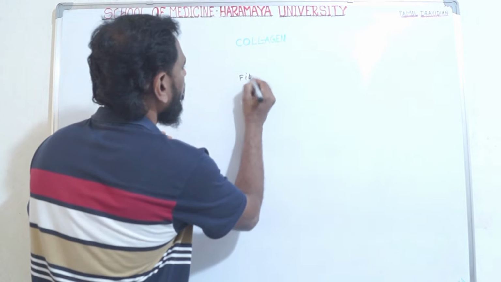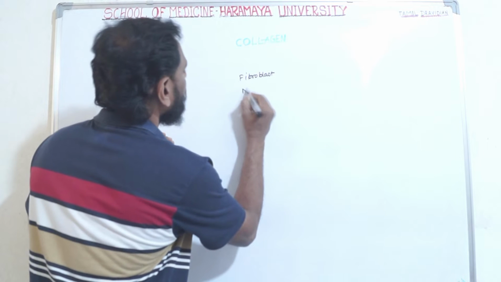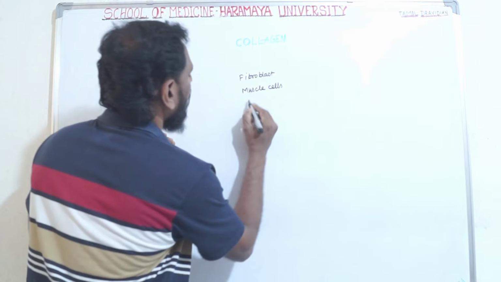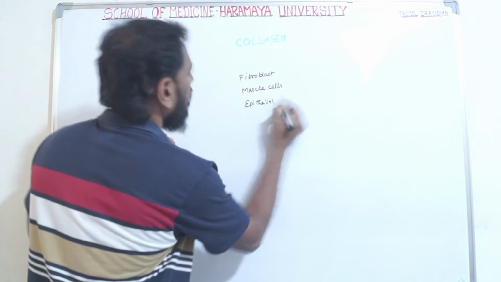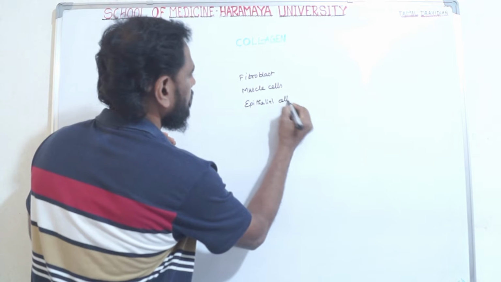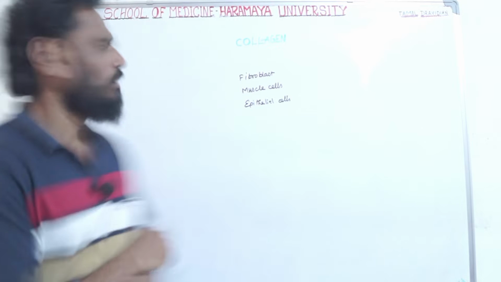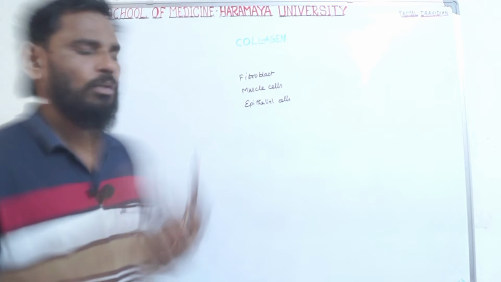Where is collagen synthesized? In fibroblasts, muscle cells, and epithelial cells can also produce collagens. Clear? So collagen is synthesized in fibroblasts, muscle cells, and epithelial cells.